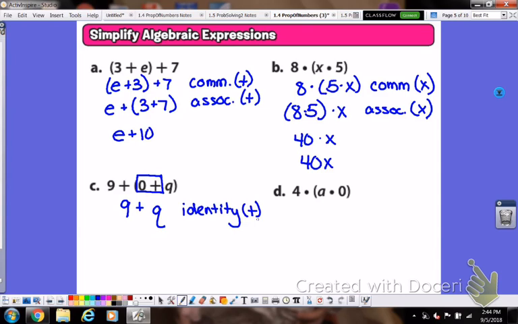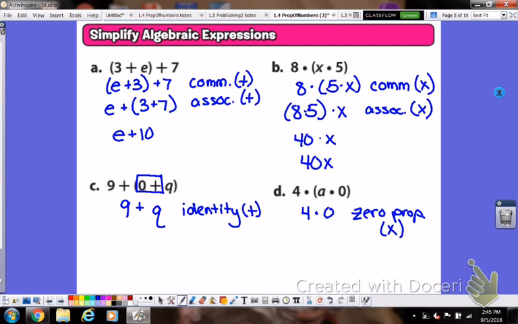And last up, 4 times A times 0. We haven't gone over this property yet, but we know that 0 times anything is 0. It doesn't matter what A is. A times 0 is still going to be 0. And we call this our zero property of multiplication.